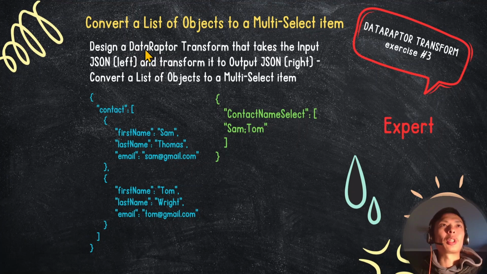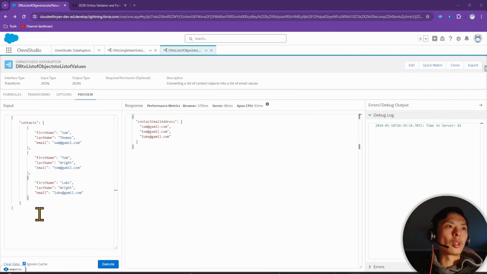So in here we'll be designing a DataRaptor transform that takes the contact node with 2 objects in here, and we want to convert the first name of each object into a multi-select item. So what we'll do here is we'll copy the test input JSON from the previous exercise.